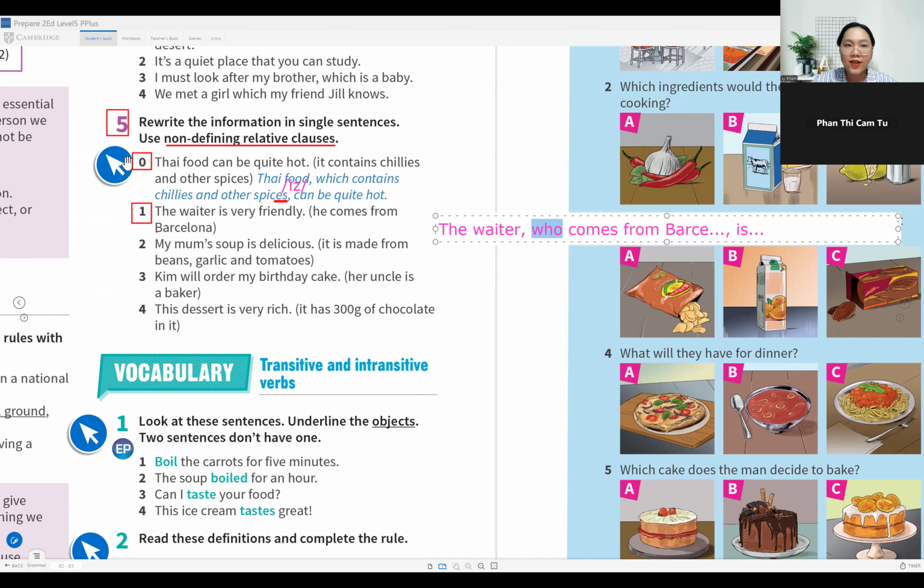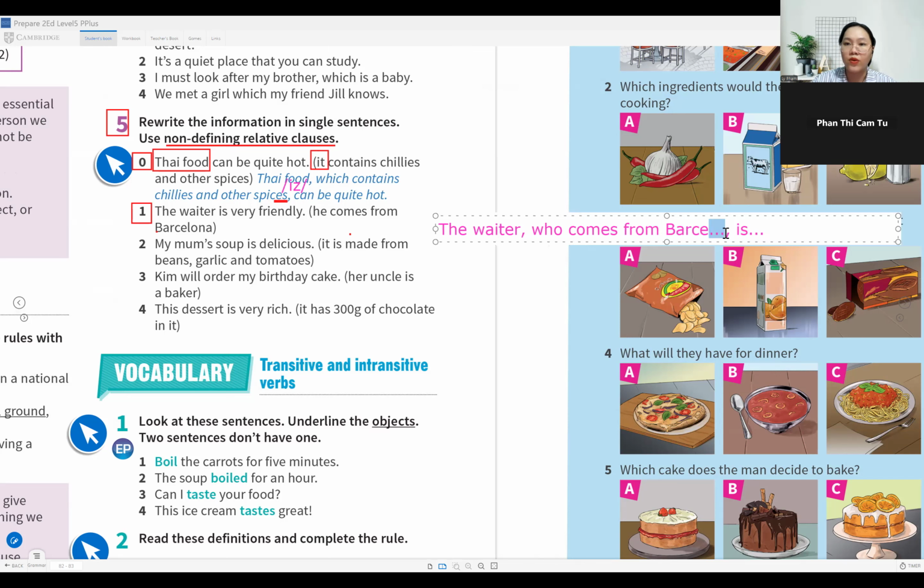So now let's take a look at number 0 again. We have Thai food and then it contains. So we can see it refers to Thai food, right? And because this is just a thing, not a person, we will use which. So Thai food and then which means it here. When you use which, please don't use it. And when you use who, don't use he here. Is that okay?